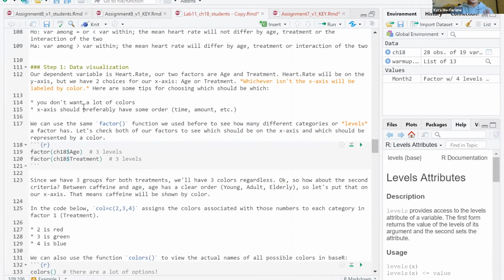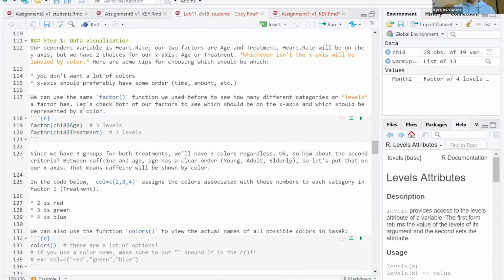So let's look at our data. We want to graph our dependent variable, which is heart rate, and then we have two factors, age and treatment. So we want heart rate on the y-axis. That's the same as what we always do. But now we have two choices for our x-axis. We can either put age or treatment on the x-axis. Whatever isn't on the x-axis will be labeled by color.